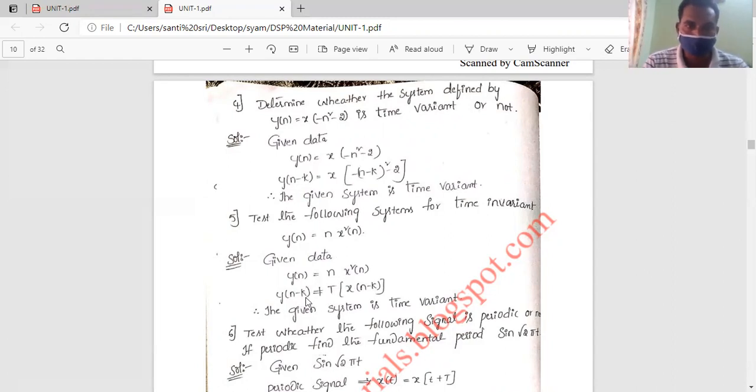if you write y of n minus k, it becomes n into x square of n minus k. It is not equal to x of n minus k. So the given system is a time variant system. It depends upon the time. That's why it is not a time invariant system. It is a time variant system.